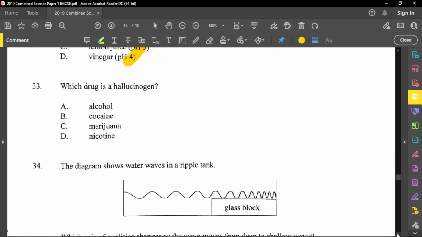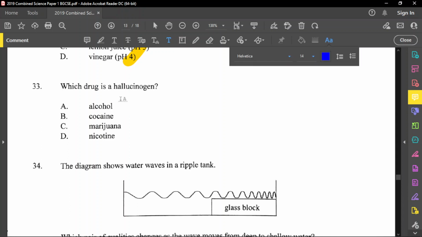It said, which drug is a hallucinogen? A hallucinogen makes you see things, hear things, and sometimes talk foolishness too. So anyway, don't do drugs. Please, don't do drugs.